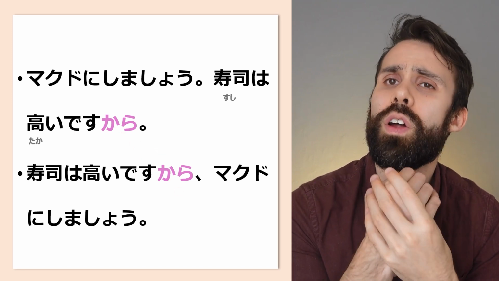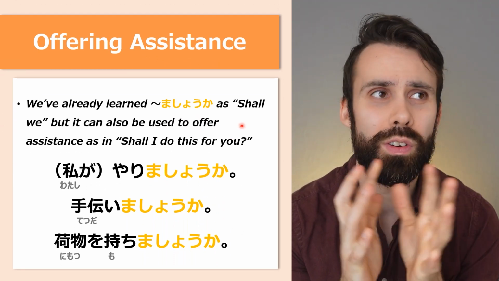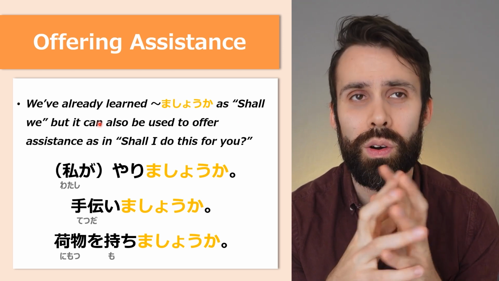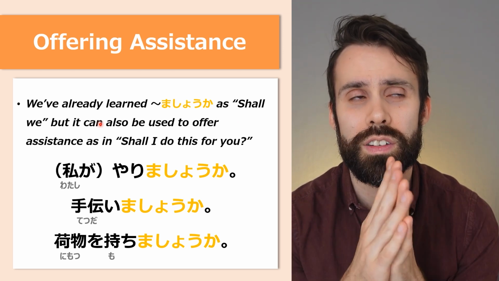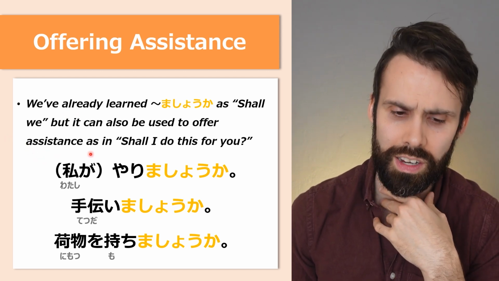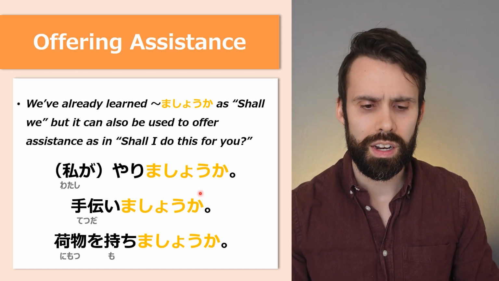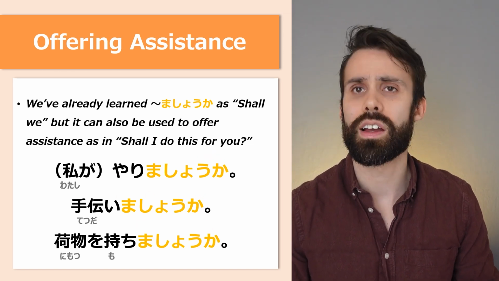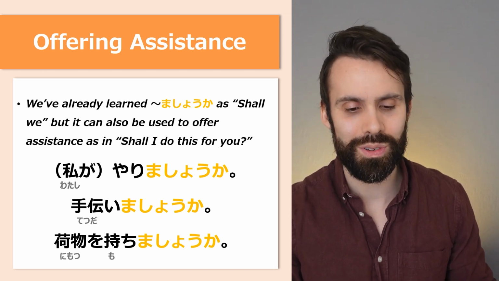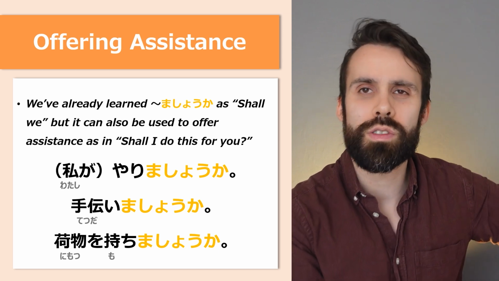And then one more way we can use ましょうか is to offer assistance. We already know it as shall we do something. For example, 映画を見ましょうか? Shall we watch a film? But here we can say something like shall I do this for you? 私がやりましょうか? Shall I do this? 手伝いましょうか? Shall I help you? 荷物を持ちましょうか? Shall I carry your luggage, or your things, for you? Something like that.